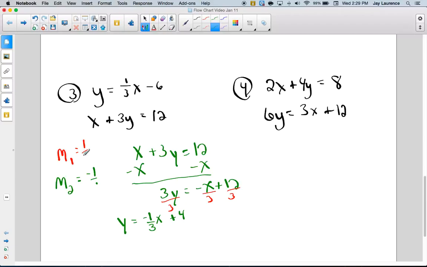So I'm going to rewrite these 3's. They just didn't look good. There we go. That looks a lot better. So I've got a positive 1/3 first slope and a negative 1/3. All right, let's go over here to number 4.